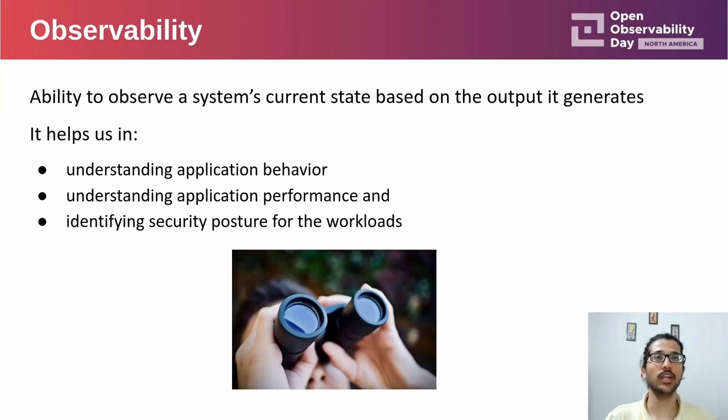Let's first take a look at observability. Observability is a way of understanding complex systems based on the output they generate. This data consisting of logs, metrics, and traces can help us to better understand application behavior, application performance, and in identifying security postures. These security policies, when applied, can greatly reduce the attack vector, but they are not very easy to implement. In this talk, we are going to focus on using observability data to identify security postures.